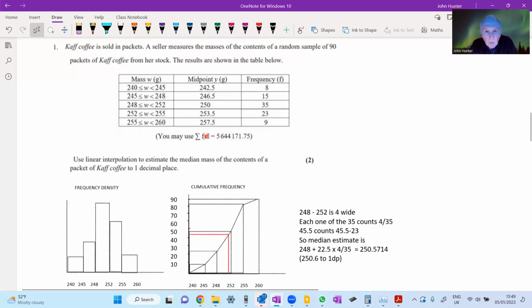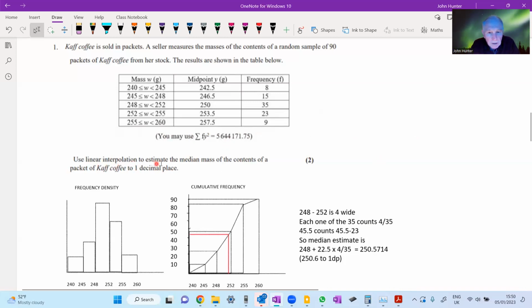This is midpoint y. So what we're doing is squaring all these numbers, which is why we've got something quite big. Squaring 242.5, you get quite a big number. So we square that, multiply by the frequency, do that for each of these rows, and then add them all up, and that's what the sigma sign means. Add them all up, and that would be this. We're not going to use this now, but we will be interested in this later on. So it's just something to note and hold that thought, as they say.